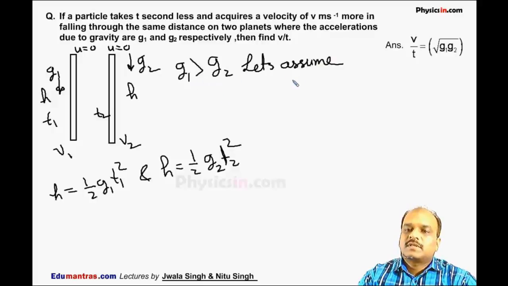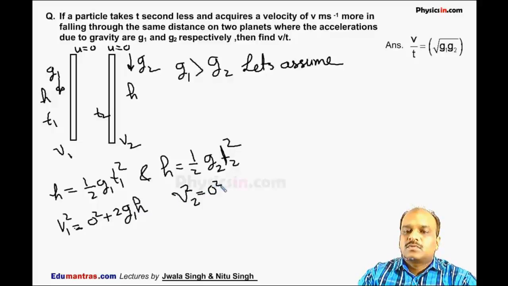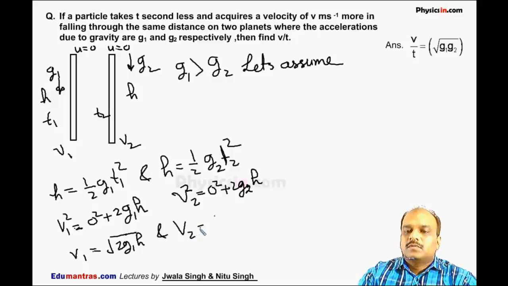Let's assume that g1 is greater than g2. Now at height h, v1 square is equal to 0 square plus 2 g1 into h, and v2 square is also equal to 0 square plus 2 g2 into h. So from here we can say v1 is equal to root over 2 g1 h, and v2 is equal to root over 2 g2 h.